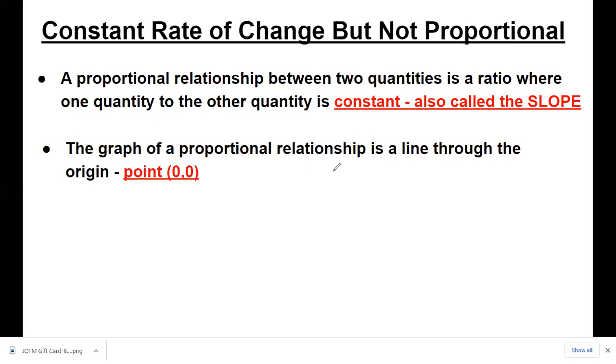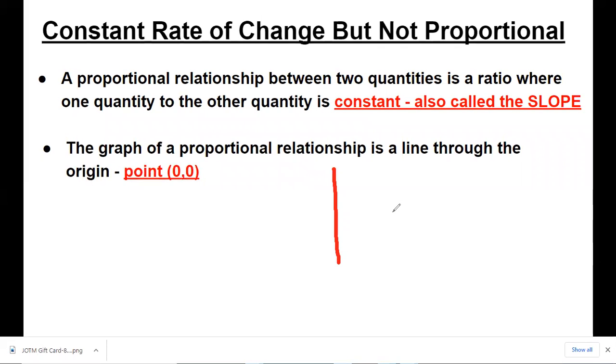So for example, let me just draw this. Where is 0, 0 on this graph? Right where they cross, right here. This is 0, 0. So if we had a graph with a line that went through 0, 0, that would be a proportional relationship.